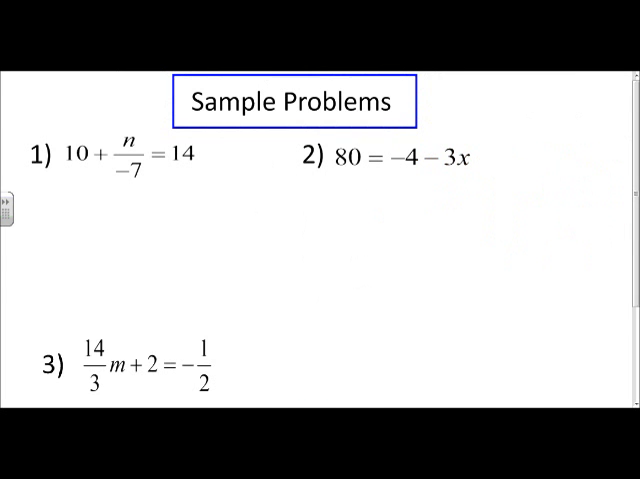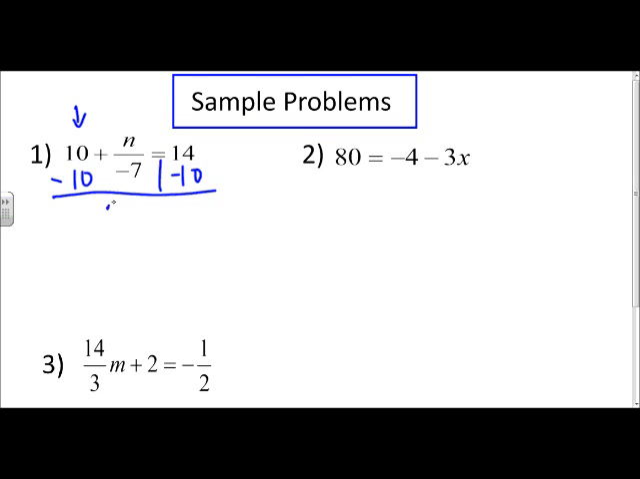Here are some more sample problems. We can take a look at 10 plus n over negative 7 equals 14. 10 is the constant on my variable side. I want to start here. It's a positive 10, so I want to subtract 10 from this side of the equal sign. But I must also subtract 10 from the other side.